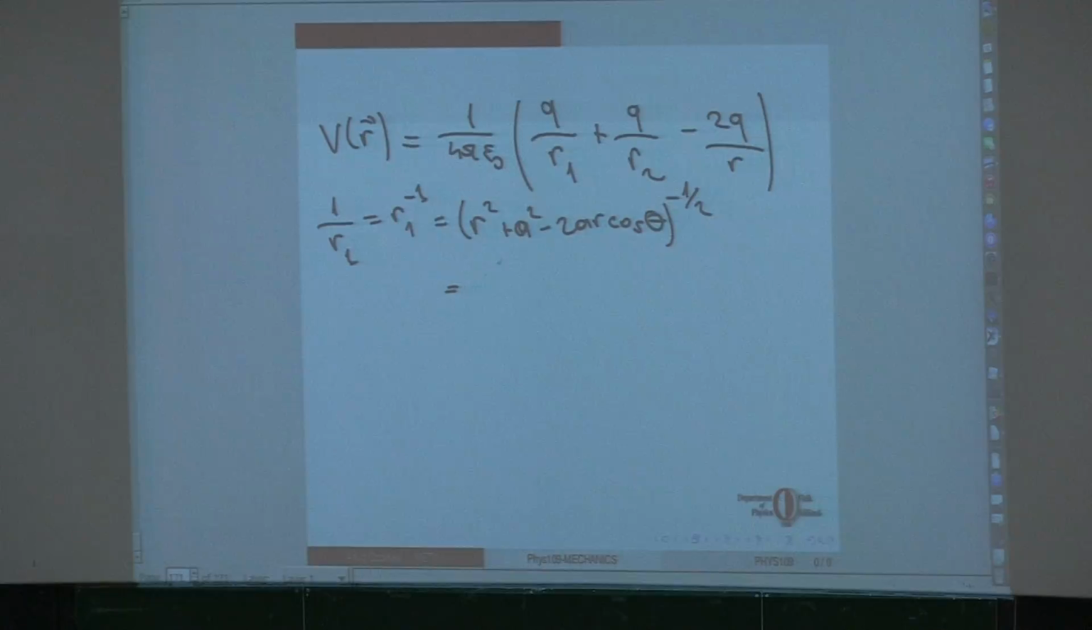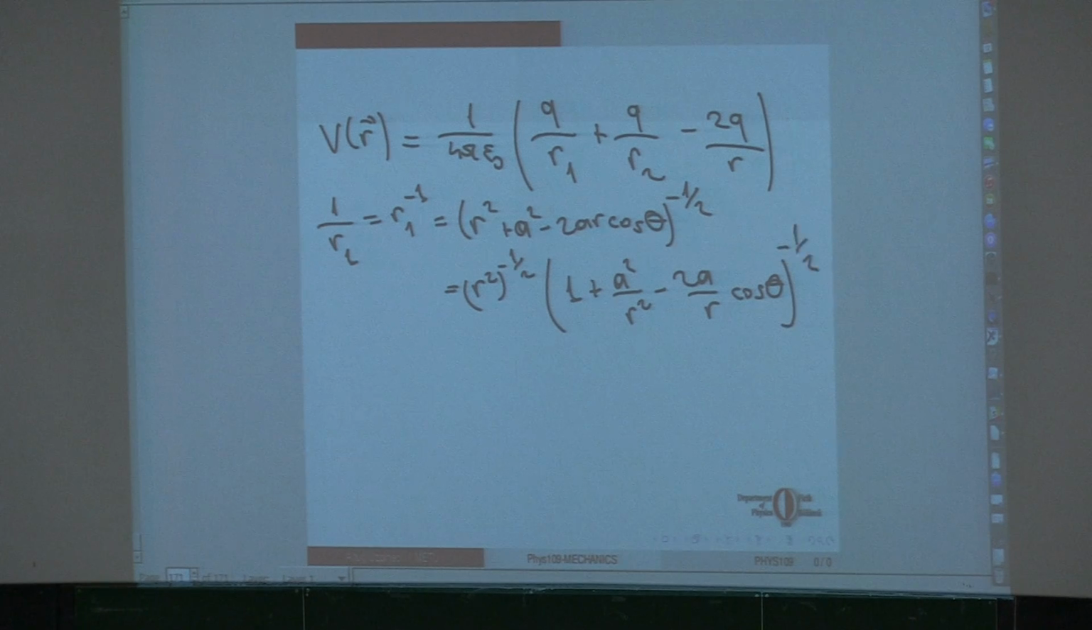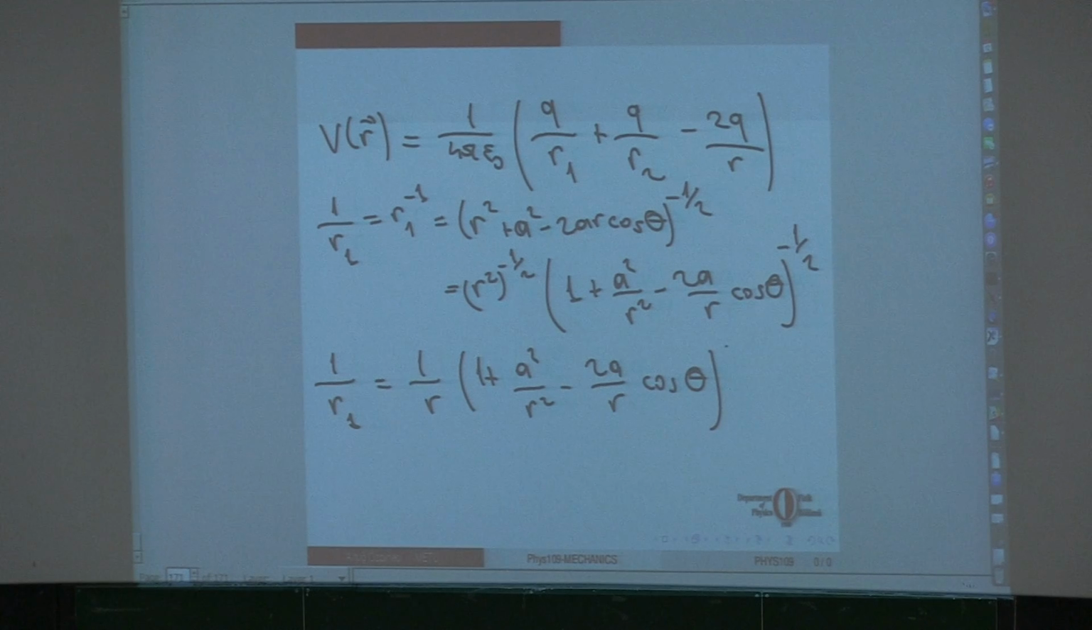This is equal to R squared to the minus 1 half, 1 plus A squared over R squared minus 2A over R cosine theta to the power minus 1 half. Or let's write 1 over R1. This is equal to 1 over R, 1 plus A squared over R squared minus 2A over R cosine theta to the minus 1 half.